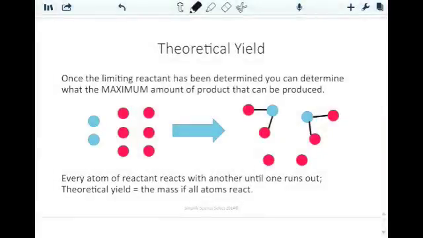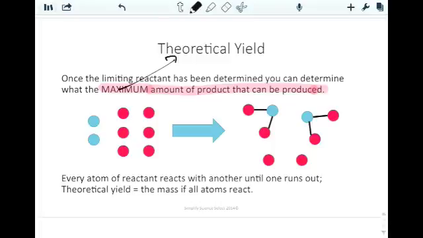So let's talk a little bit more about limiting reactant and specifically how we use it in the theoretical yield. Now, we need to know what is limiting because we need to know how much we can produce. Once the limiting reactant has been determined, you can determine the maximum amount of product that can be produced. That is the definition of your theoretical yield. It is the maximum amount of product that can be produced.